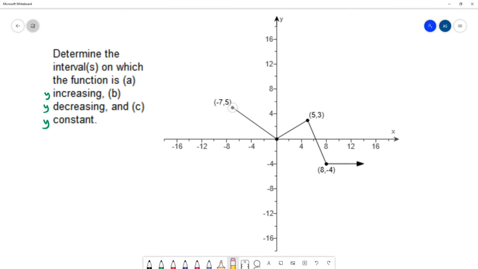So starting as far left as we can go, I'm going to trace the graph and notice that the y values are decreasing. And then it's going to change to increasing. And it's going to change to decreasing. And then we have a constant interval. So let's label those. Our first section is decreasing, then increasing, then decreasing, and then we have constant.